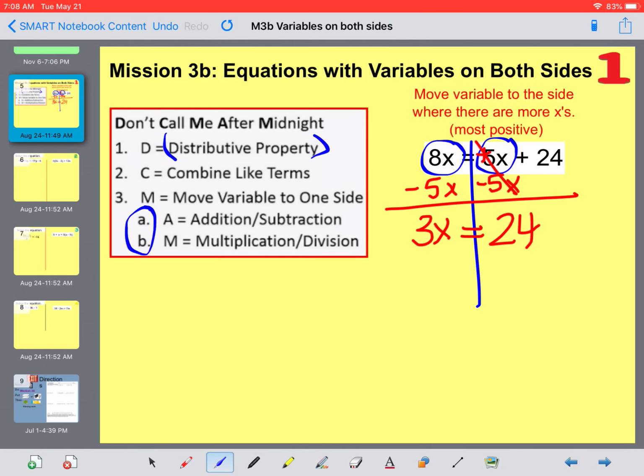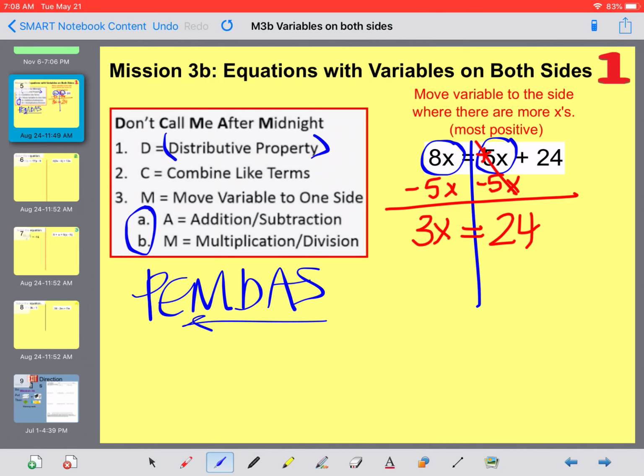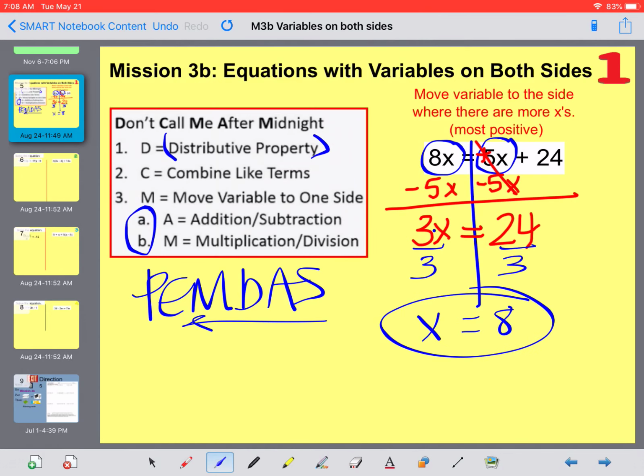Now these last two steps, we need to get rid of adding and subtracting, and then multiplying and dividing. These last two are just undoing the order of operations. We only have division here, so the only step we have to do, the opposite of multiply, is divide here. And 24 divided by 3 should give us 8.